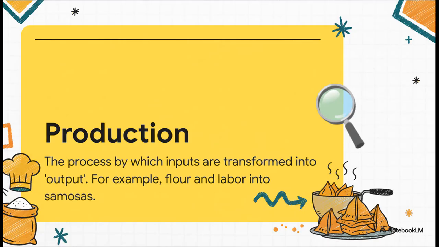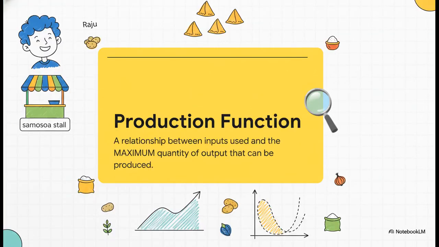So Raju wants to open a samosa stall. What even is production? Well, it's just taking inputs, things like flour, potatoes, oil, and of course a cook's hard work, and turning them into an output. And in Raju's case, the output is yummy, hot samosas. Simple, right?